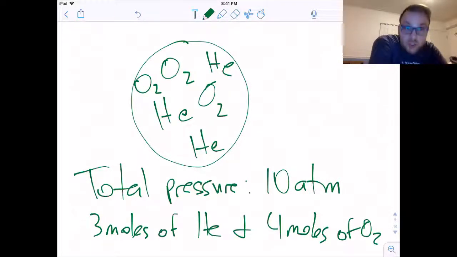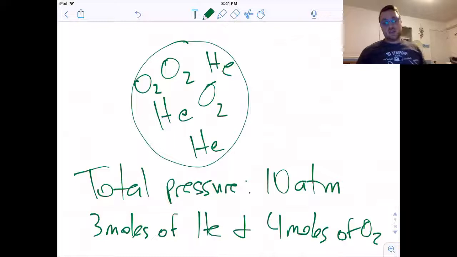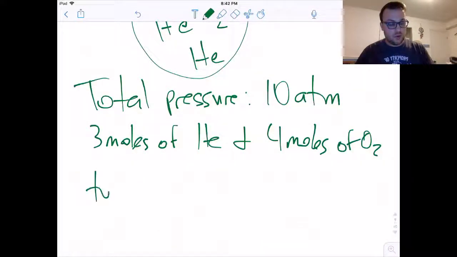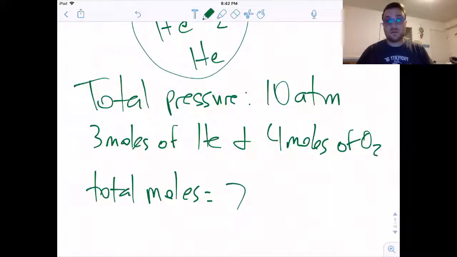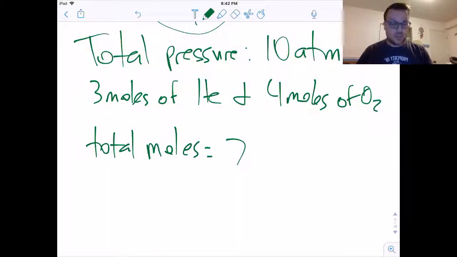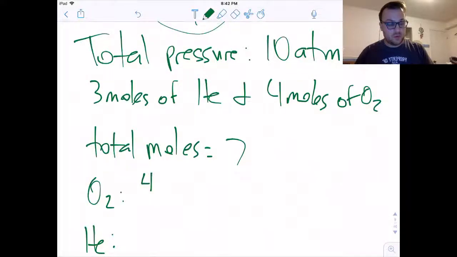So to get the partial pressure of each gas, oxygen and helium, take their given moles over the total moles times the total pressure. So that's oxygen. And then for helium, take the given moles over the total moles and multiply that by the total pressure. So if the container has 7 moles of gas, 4/7 of those moles is oxygen. Therefore, oxygen contributes 4/7 of the pressure. Therefore, helium contributes 3/7 of the pressure.